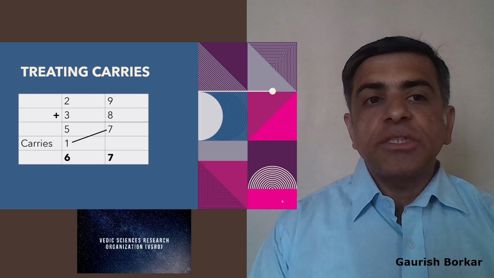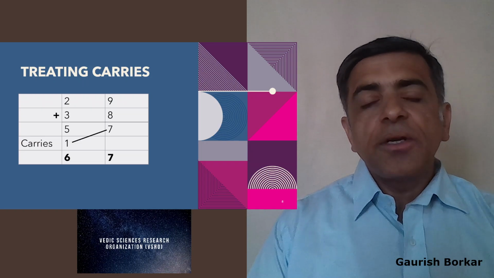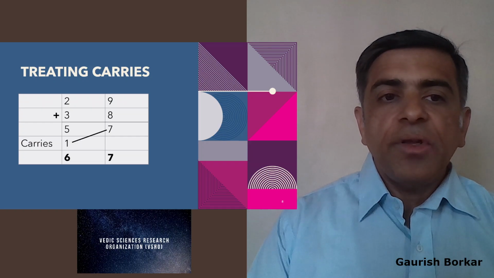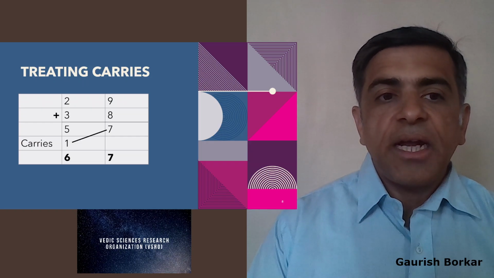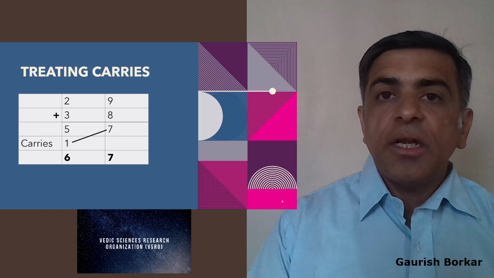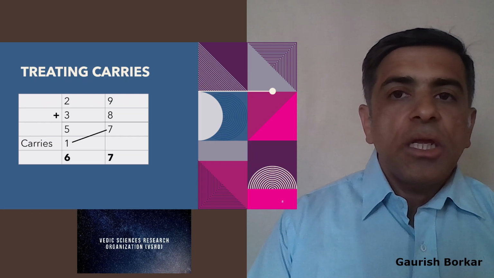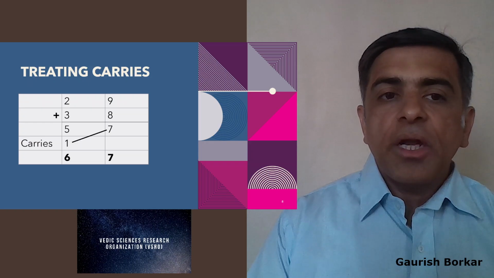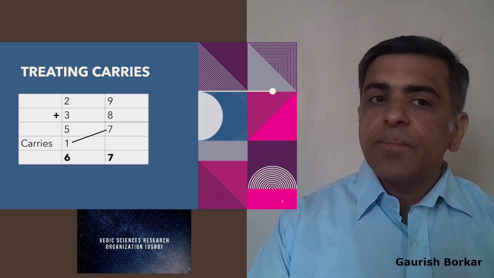The next important concept is how we treat carries in Vedic math. Here is a sum: 29 plus 38. In this sum, 9 plus 8 is 17, and we write 17 as it is, just that we write 7 in the ones place and 1 in the tens place just below and right there, rather than writing it on the top. This helps us verify the number, because in case we want to see how much 9 plus 8 was, we get to see that it is 17. That's why we write carries like this in Vedic math.